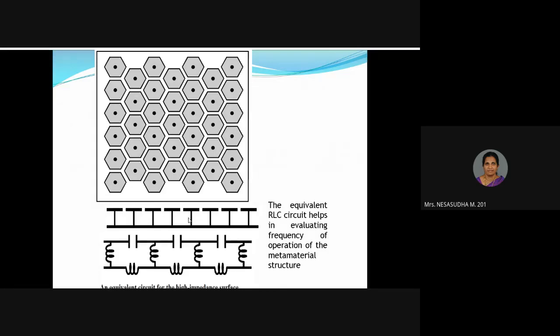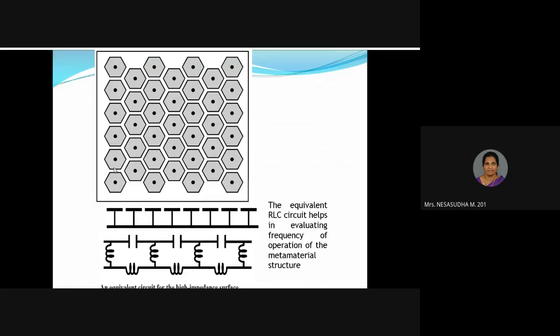These are called strip lines. Those who have done simulations must know this. So you may be asking, what is the relation between this metamaterial structure and the strip lines? This structure is connected to the electrical lumped parameters. So this is a parallel plate of this hexagon, and this is a parallel plate of this hexagon. These two act as a capacitor.